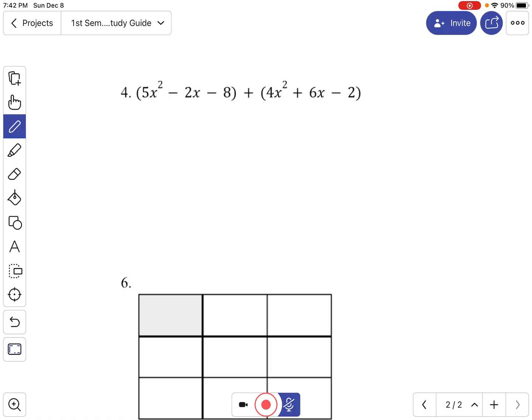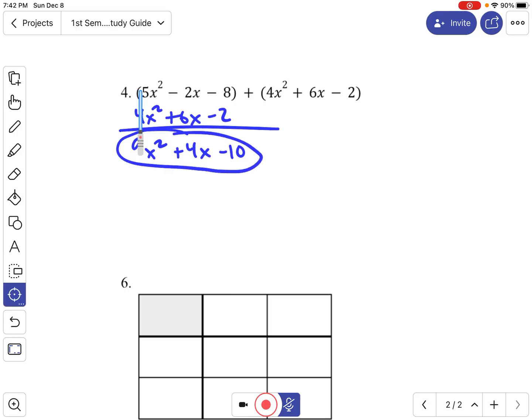Okay, number 4, we could pretty much just ignore this plus. We could just start combining like terms. So what I'm going to do is rewrite these numbers over here underneath the ones that are going to combine with them. So this would be lined up here, taking these terms over here and writing them under their like terms. So this would be 9x squared plus 4x minus 10. So when you're adding or subtracting, you're just combining the coefficients and leaving the x with the exponent the same. Same thing here.